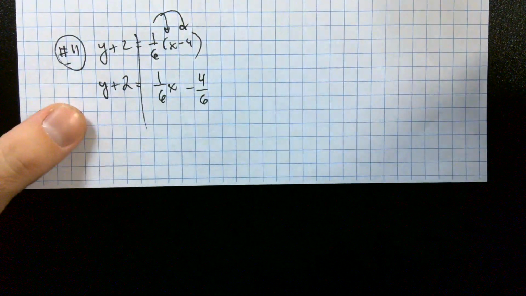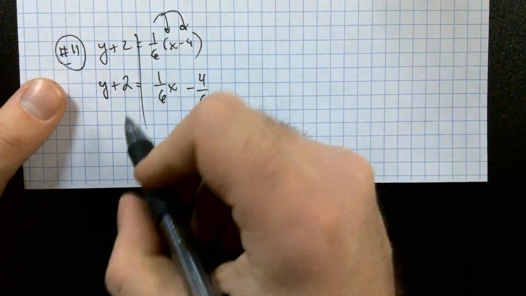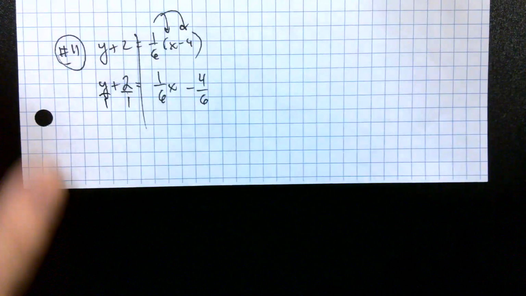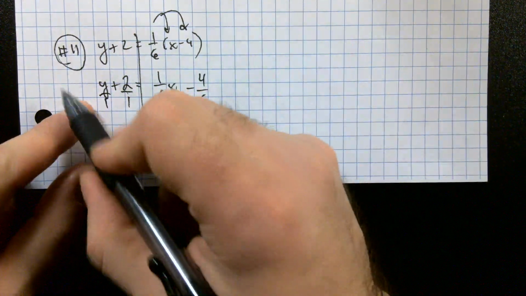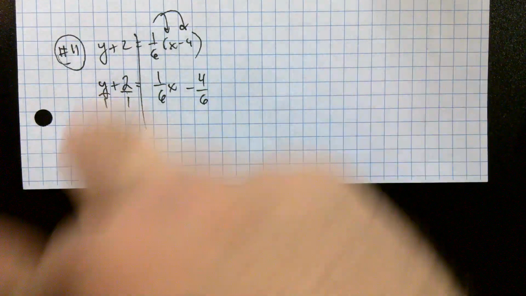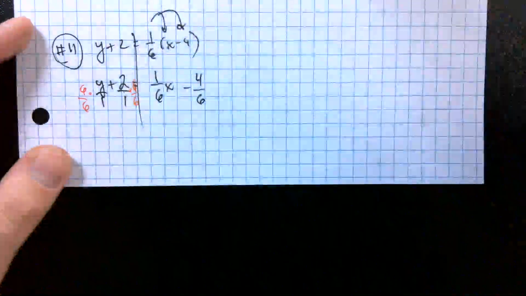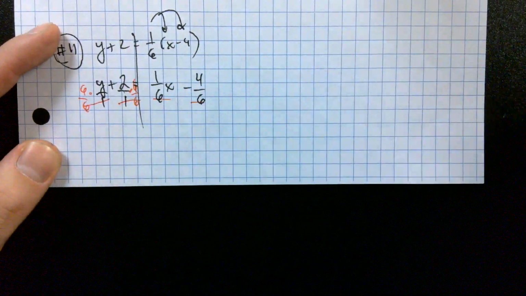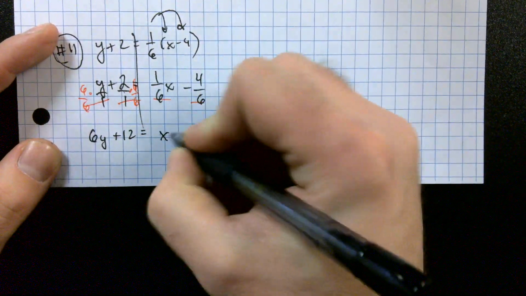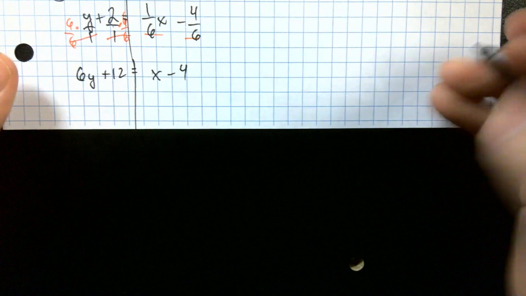So if I wanted to get rid of these fractions just to make my life a lot easier, what can I do? Well, I can turn these 2 terms into fractions over 6. Well, what can I multiply them both by to give me a 6 on the bottom? A 6 over 6. And a 6 over 6. That's going to cancel all my denominators out, leaving me with 6y plus 12 equals x minus 4. This makes solving a lot easier, right?